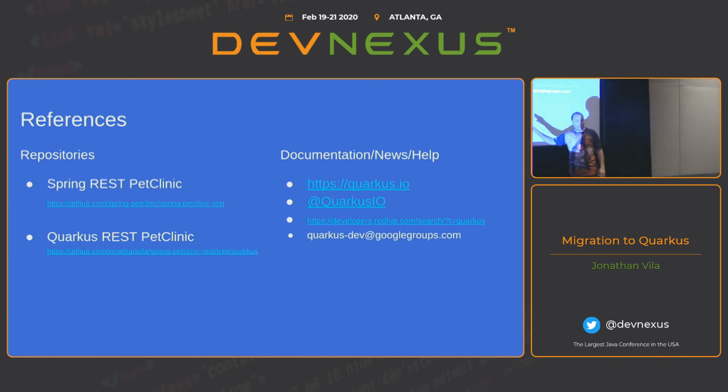And these are references. Later on, I will share the presentation, so you will be able to go to these references. I put here the Git repo of my project, where you will have all the changes, all the commits that I've done in the whole code. Then the main page of Quarkus.io, and you can just click on them. And this is the important thing: the mailing list of the Quarkus community.